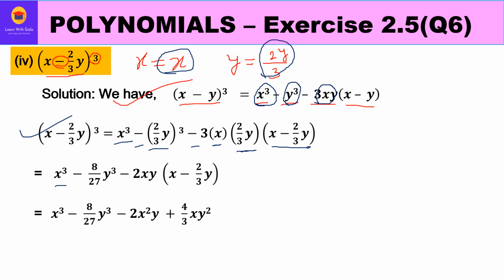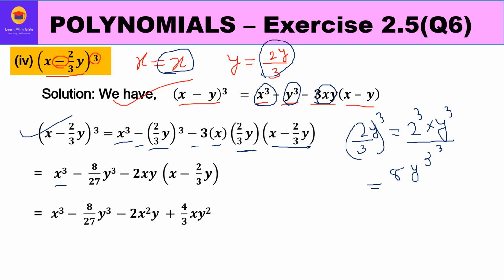Now x cube is x cube. Now you have to find the cube of 2 by 3y whole cube. So what you will do? You will do 2 cube into y cube and divide by 3 cube. 2 cube is 8, 8y cube you will get, and over here 3 cube is 27. So you will get 8y cube by 27, or 8 by 27 into y cube. Now next, if you see 3 into x into y, over here 3 and 3 are common, which you can cancel, and you are left with 2xy, right? X is there, 2 is there, and y is there. So 2xy, bracket as it is, x minus 2 by 3y as it is.